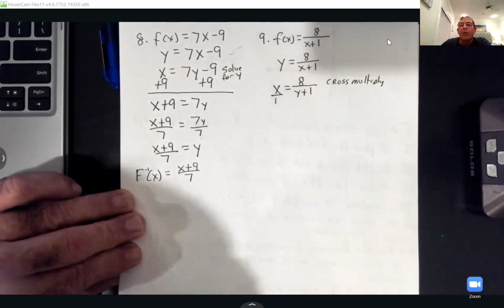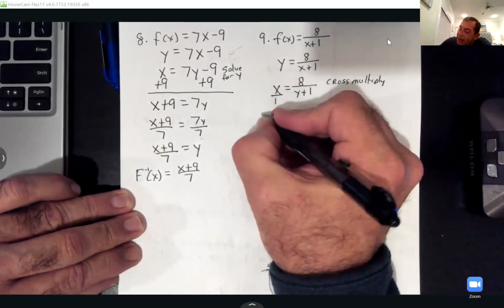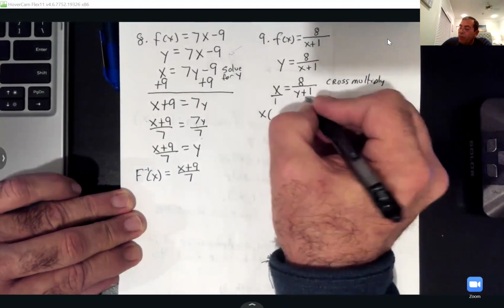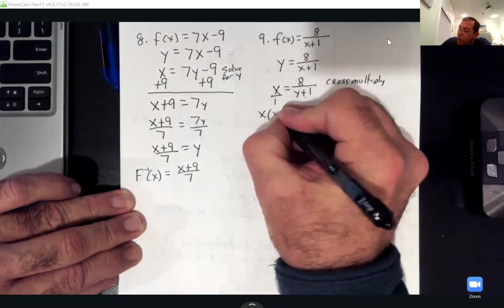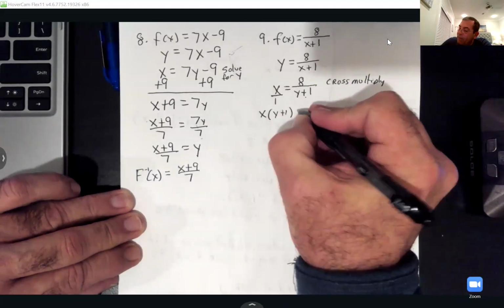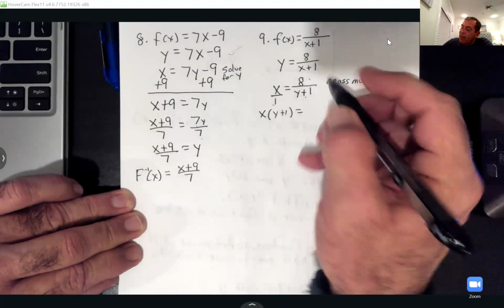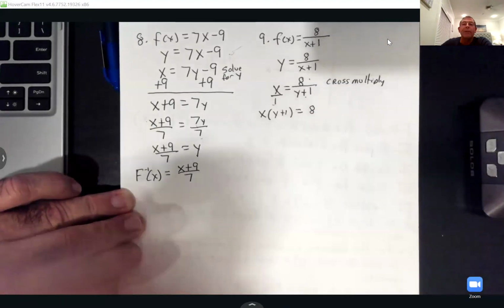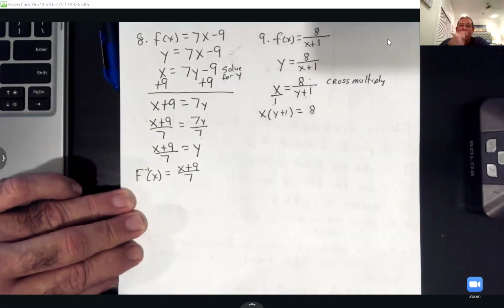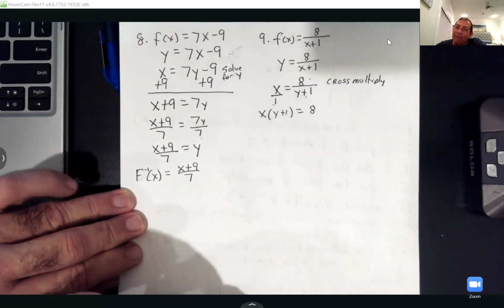But I'm going to show you a trick on this one. So this x gets multiplied by the bottom of that side, which is y plus 1. And then this 1 gets multiplied by the top, which is 8, which gives me 1 times 8 is 8. Now, y'all, here's the thing.